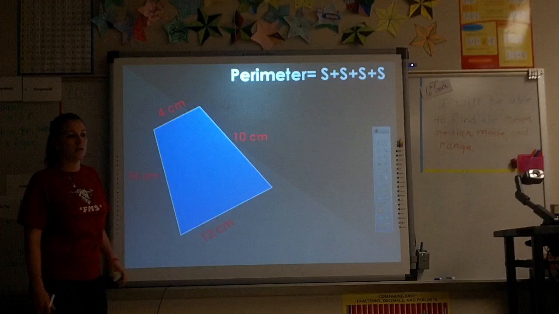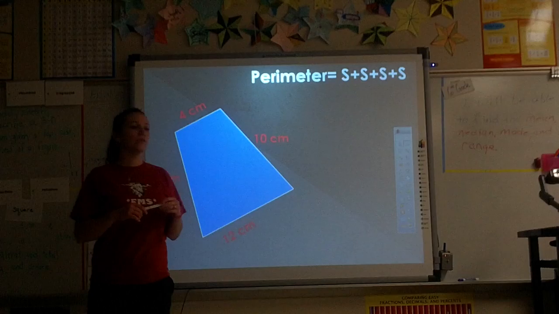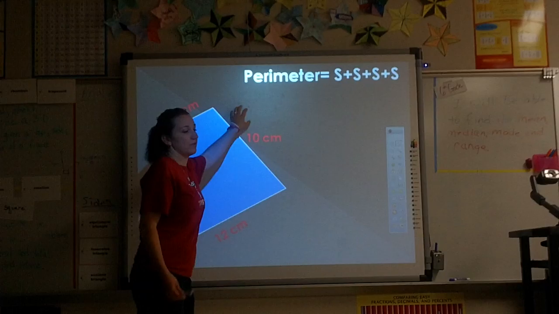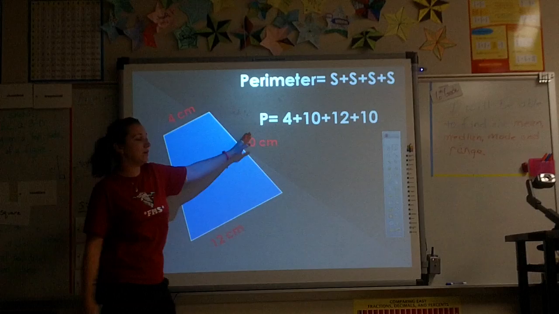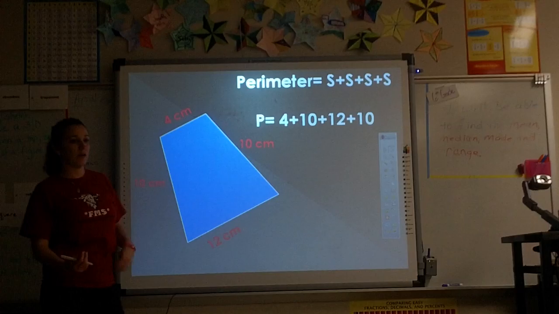Okay, example 2. So again, we have our formula written up here. Make sure that you guys are writing this down as I'm talking. Okay, perimeter equals S plus S plus S. If you want to draw a quick snapshot or a quick picture of this, that's great. All right. So when we add all the sides, Jacob, can you tell me what maybe our first step is?